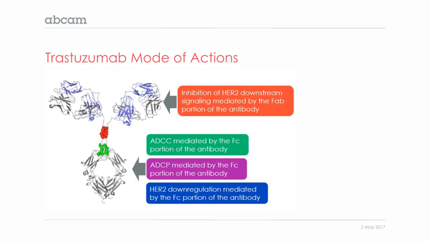So this is just summarized here. For trastuzumab to block tumor cell growth, you have four discovered modes of action. Number one is the Fab fragment of the antibody engages a cancer cell and blocks HER2 signaling. That's one mechanism. But more importantly, the Fc part of trastuzumab, which mediates ADCC, ADCP, and also HER2 receptor downregulation at the transcription level, also contributes to the mode of action of trastuzumab.